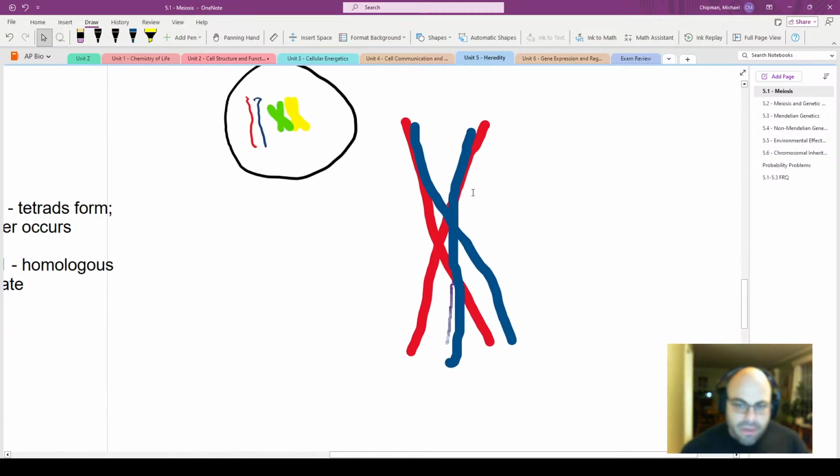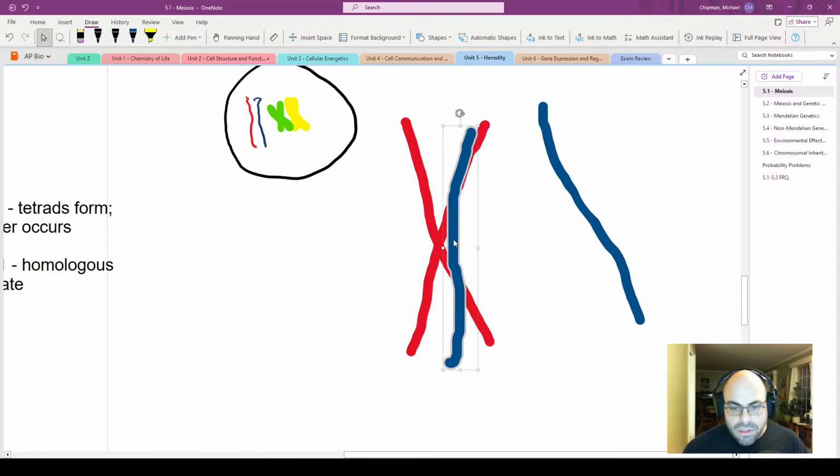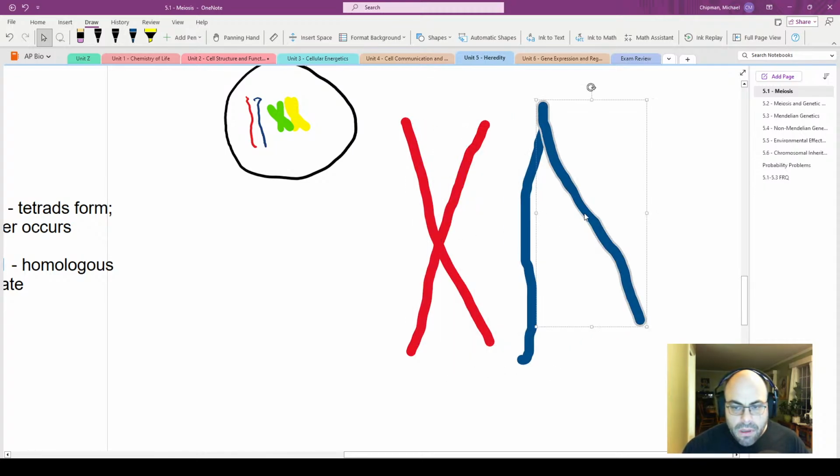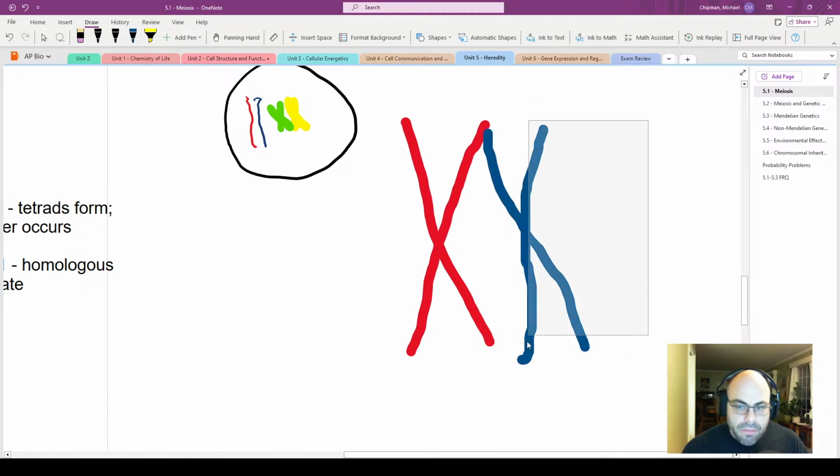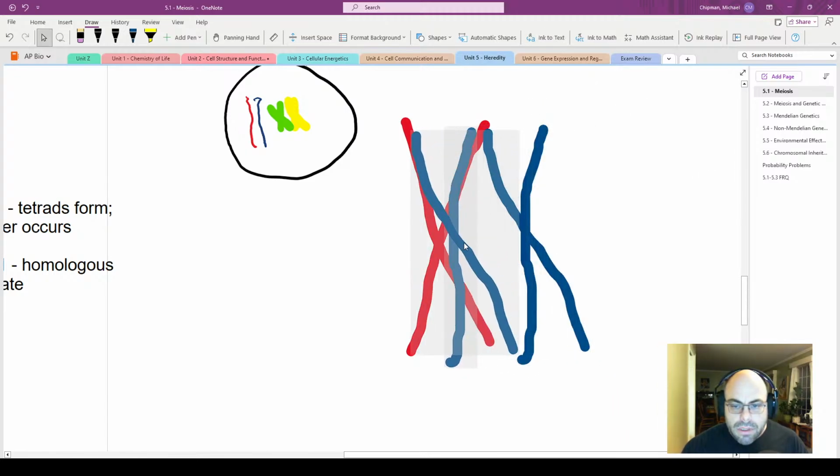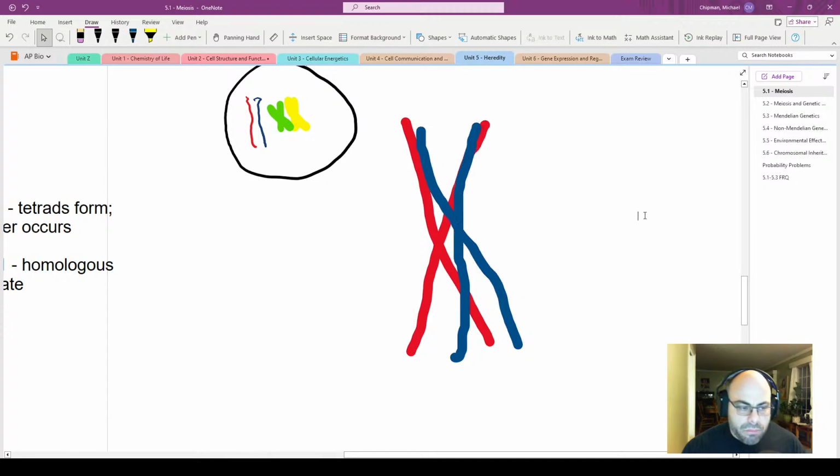Why is it a tetrad? Because there are 4 pieces, right? There are 4 pieces. What are these individual pieces called? Does anybody remember? These are called sister chromatids, and they're identical to one another. Red and blue are not identical to one another. And so you have 4. The prefix for 4 is tetra, so these are tetrads.